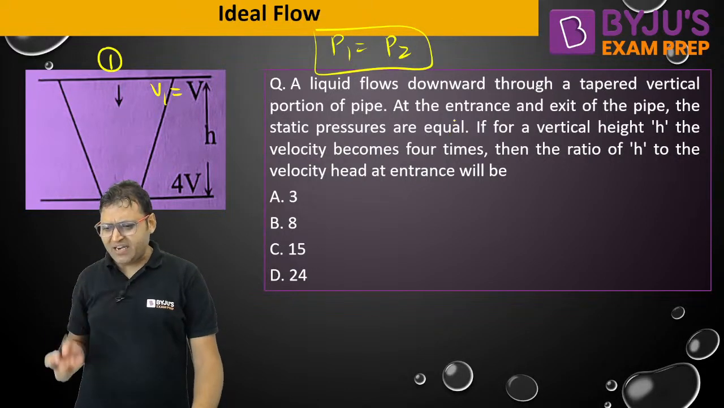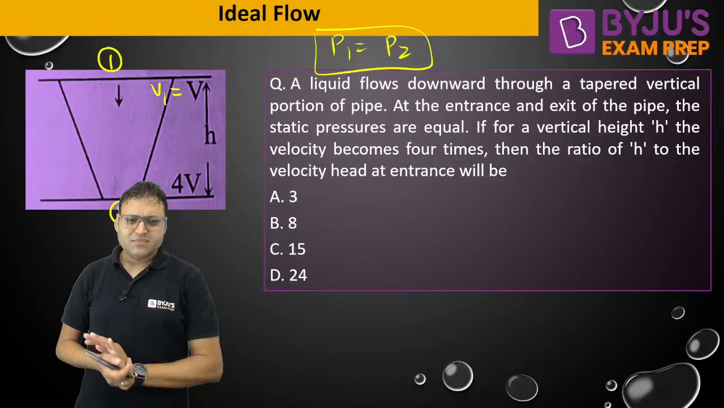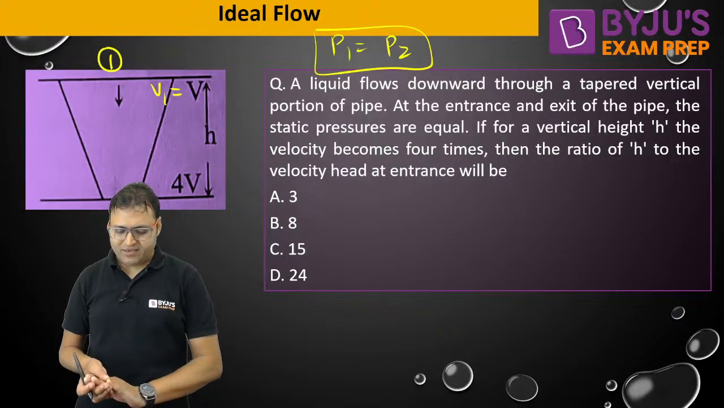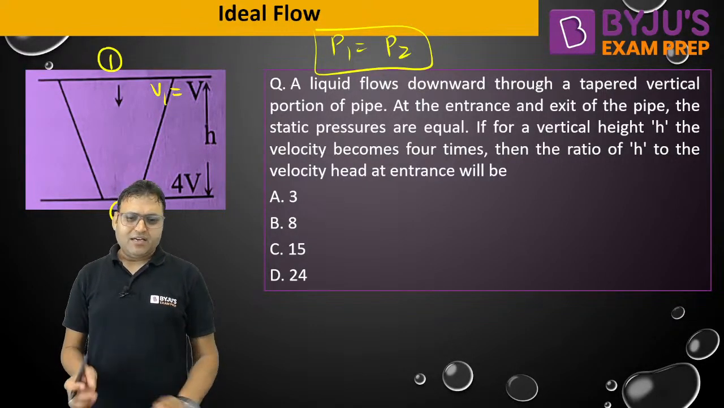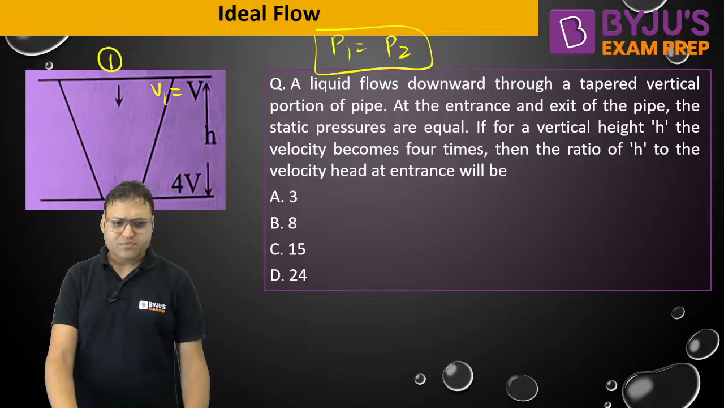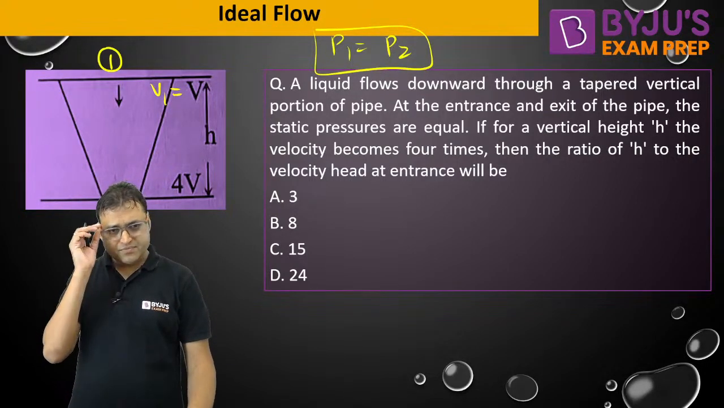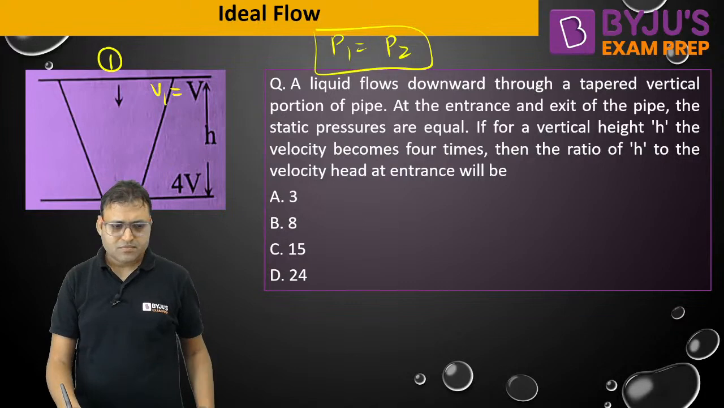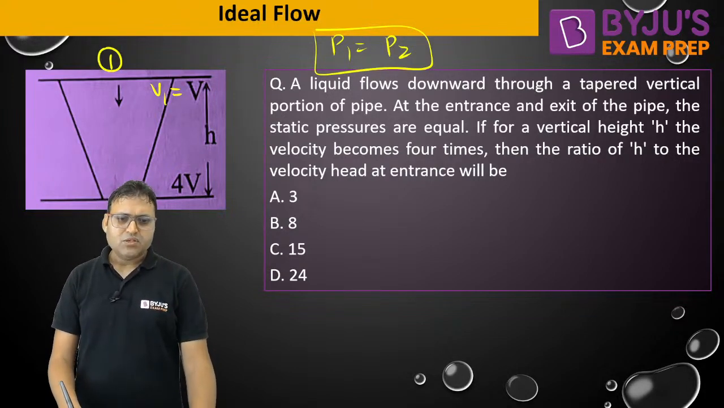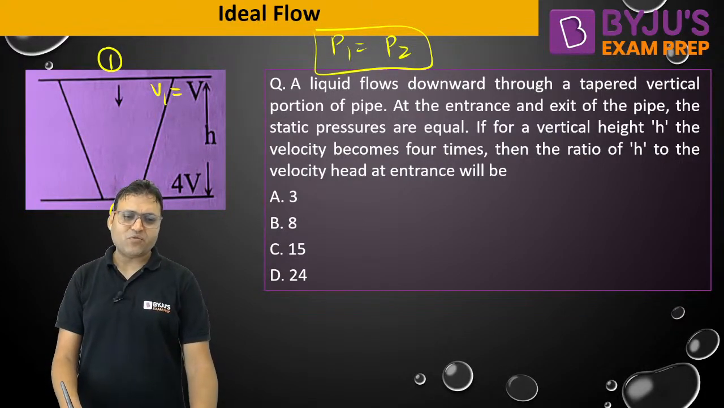But g and g will get cancelled out now. Even if you take 9.81, then 2g will get cancelled out because it is about the ratio. So V2 is 3 times of V1.